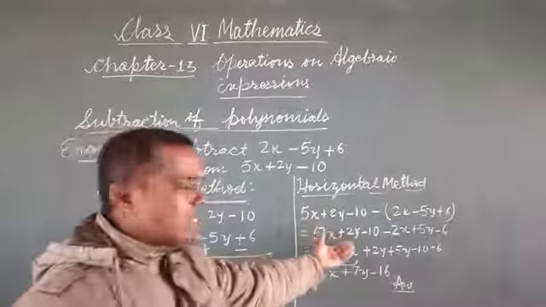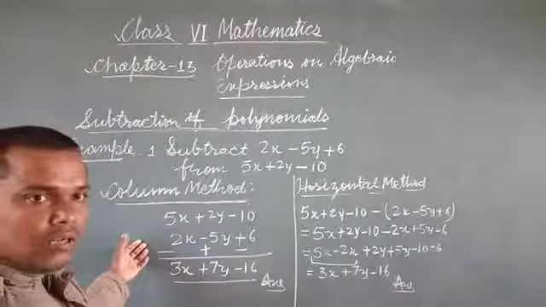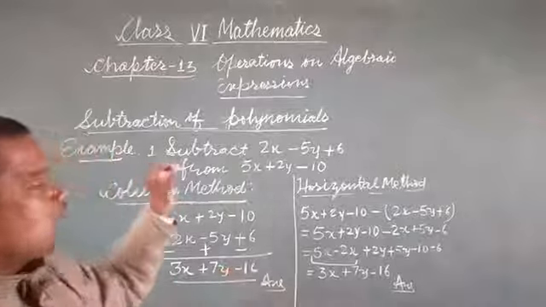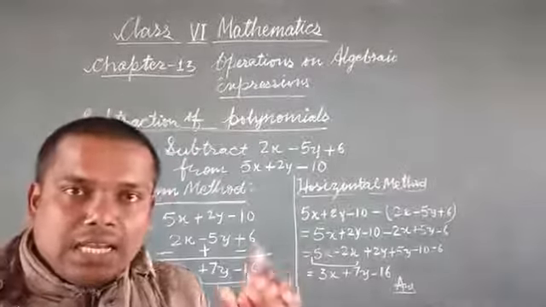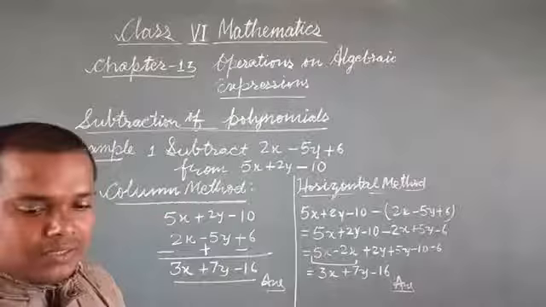So on this side I have shown you the horizontal method and on this side the column method. I hope you understood how to do the subtraction of polynomials according to the column method and according to the horizontal method.